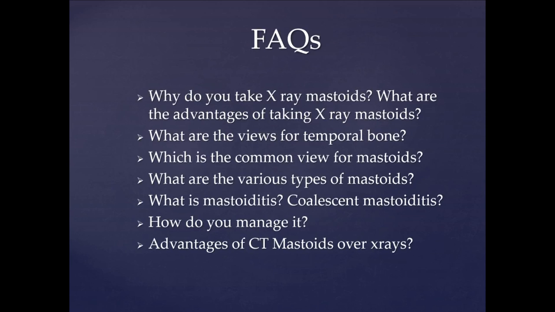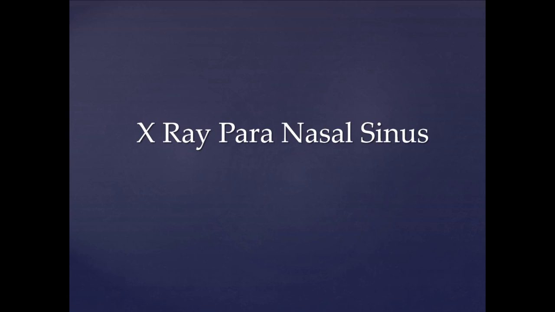So these are the other frequently asked questions. Why do you take an X-ray? What is the importance of the X-ray before surgery? What are the different views for the temporal bone? What is the common view for the mastoids? Various types of the mastoids, that means cellular, diploic, and the sclerotic. What is mastoiditis? What is coalescent mastoiditis? How do you manage? And advantages of the CT scan of the mastoids over the X-rays.